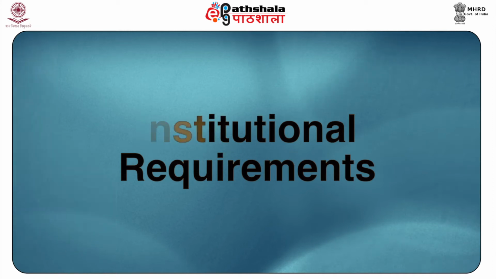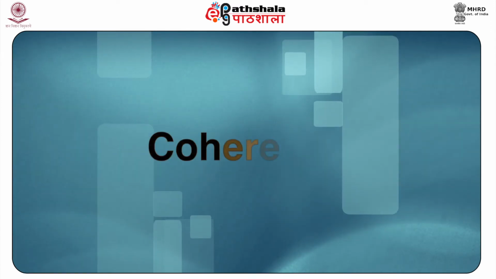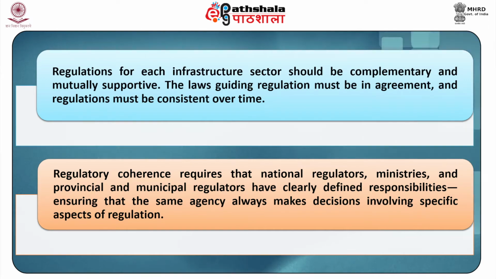Next is the institutional requirements. The structure and process of infrastructure regulation determine how effectively it supports reforms and promotes efficiency and other social objectives. Coherence. Regulations for each infrastructure sector should be complementary and mutually supportive. The laws guiding regulation must be in agreement and regulations must be consistent over time. Regulatory coherence requires that national regulators, ministries and provincial and municipal regulators have clearly defined responsibilities, ensuring that the same agency always makes decisions involving specific aspects of regulation.